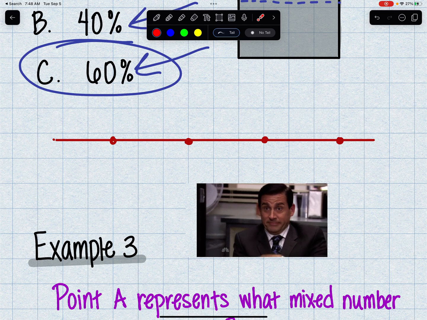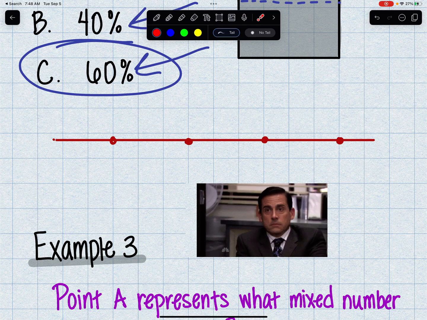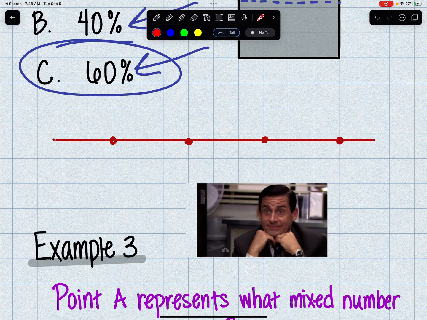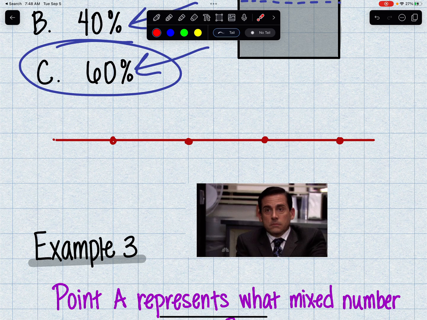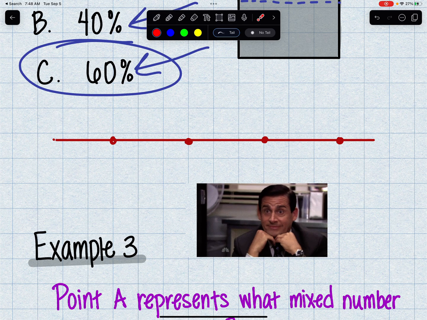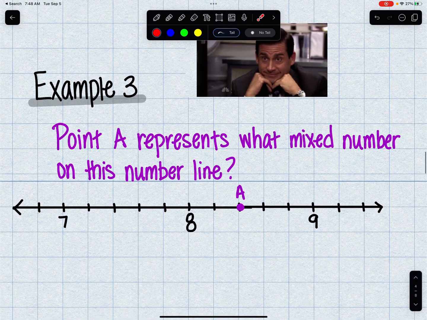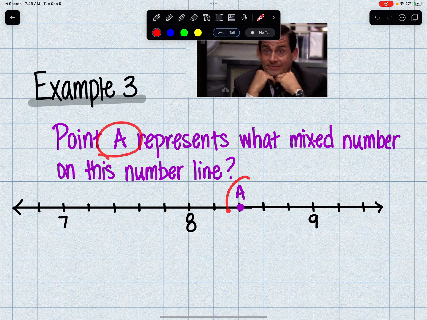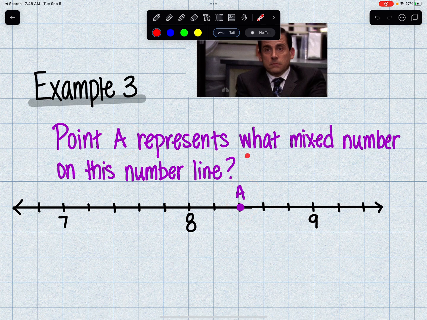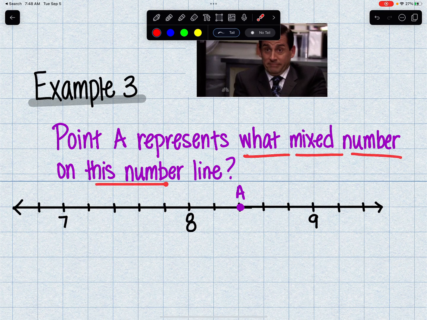So when you look at the points on a number line, you first have to discover the number of segments that it's divided into, and then you can figure out what that mixed number is going to be. Let's do an example, and I think you'll get it. I know, you're super excited like that, right? So point A, that's right here, represents what mixed number on this number line?